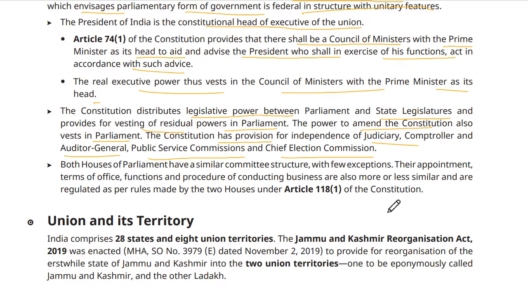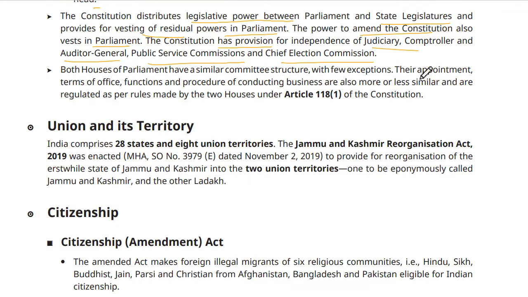Both Houses of Parliament have similar committee structures with few exceptions. Their appointment, terms of office, functions and procedure of conducting business are also more or less similar and are regulated as per the rules made by the two Houses under Article 118(1) of the Indian Constitution.